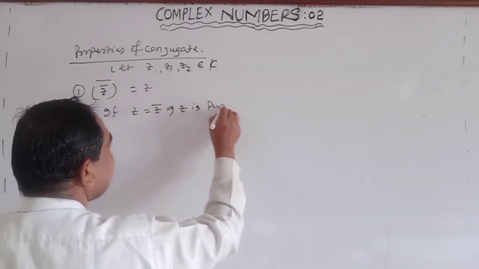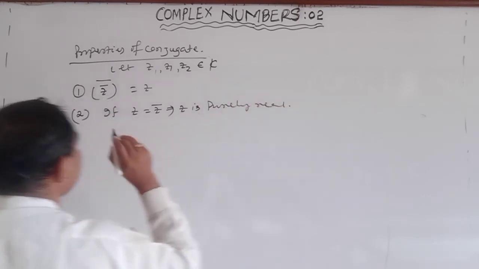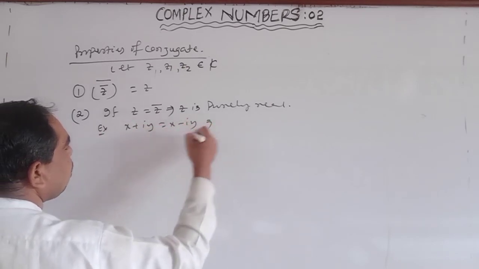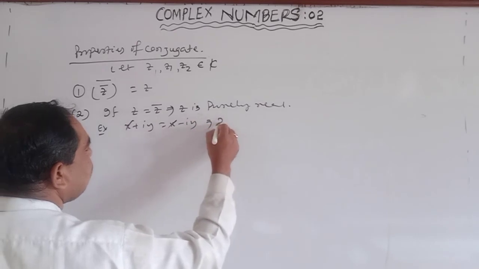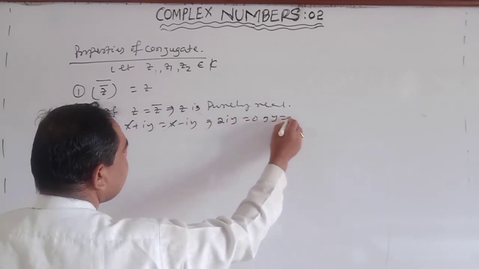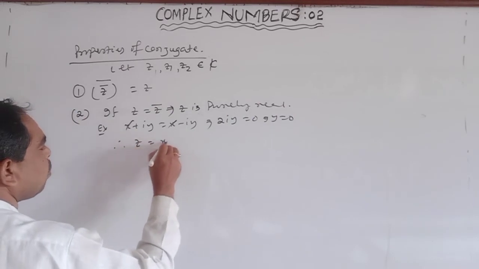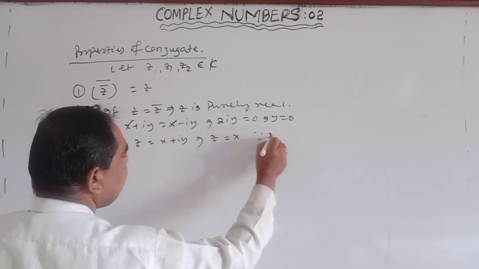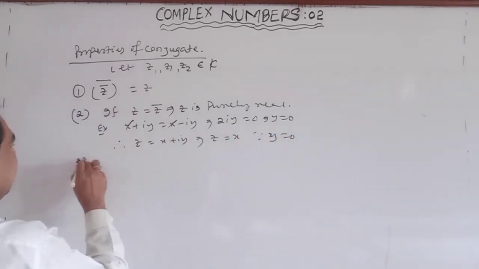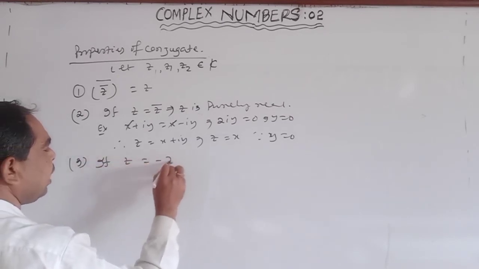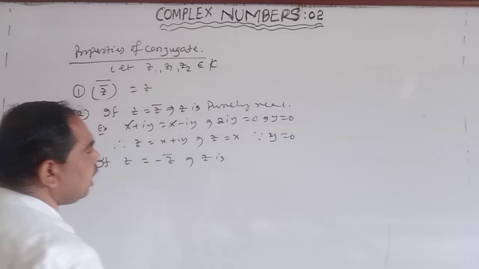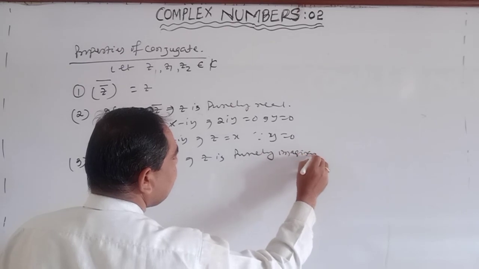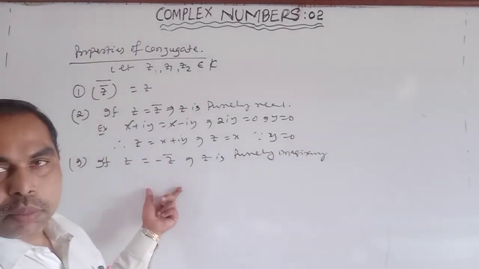So x plus iy is equal to x minus iy. This implies x cancels, 2iy is equal to 0, which implies y is equal to 0. Therefore z is equal to x because y is equal to 0. Property 3: if z is equal to minus z bar, this implies z is purely imaginary.